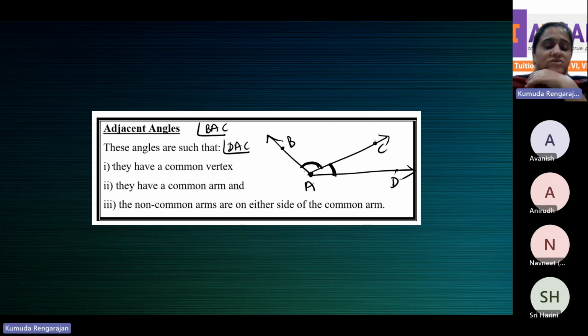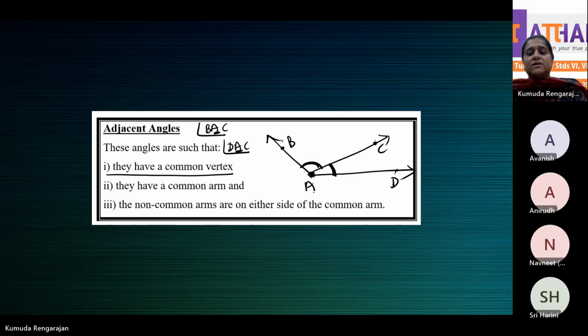Now check the first condition. They must have a common vertex. Yes, both of them have the same vertex A. You can see it in the name of the angle itself. A is in the middle. So they have the same vertex. BAC, DAC, both of them have the same vertex A. Yes or no, children? Yes, ma'am.